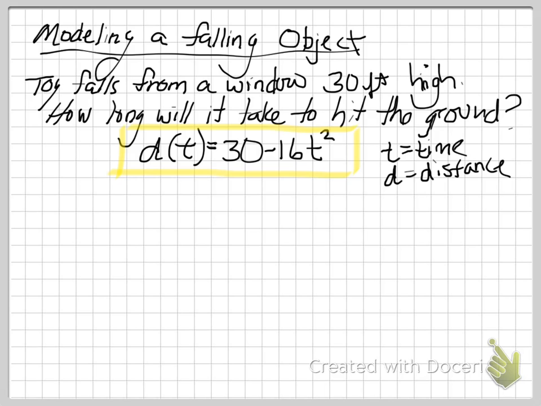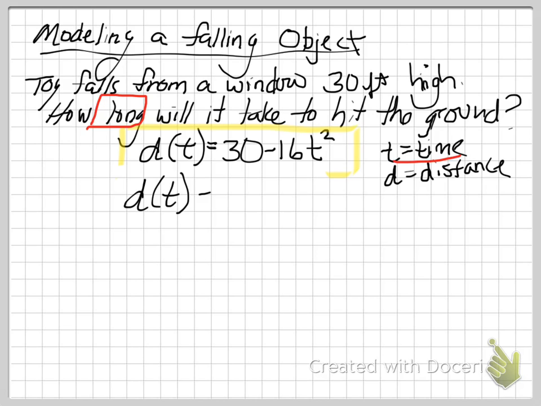So I'm trying to find how long. So I'm looking to solve for time. Well, time is just like having the x, right? Just like having the x squared. So relate this to f of x equals 30 minus 16x squared. That looks the same, it's just that there's a d of t where the f of x is, and there's a t squared where the x squared is. So the d of t just means distance. The function will give you the distance with respect to time. And so you're just going to go ahead and plug it in.